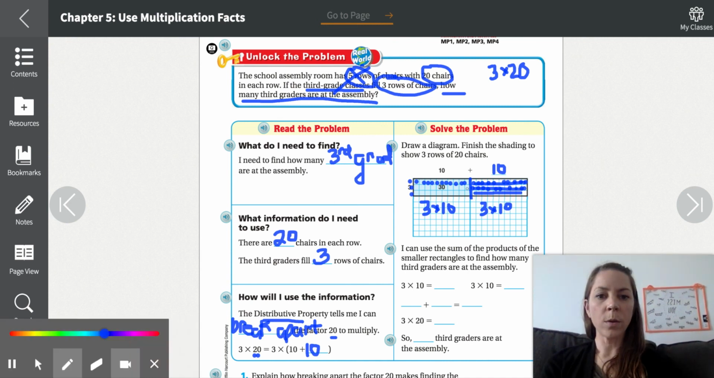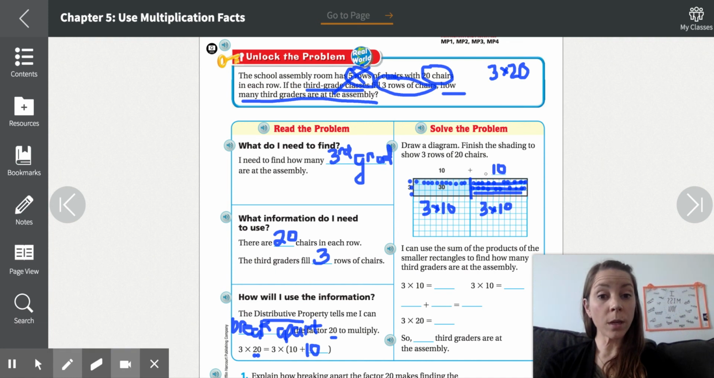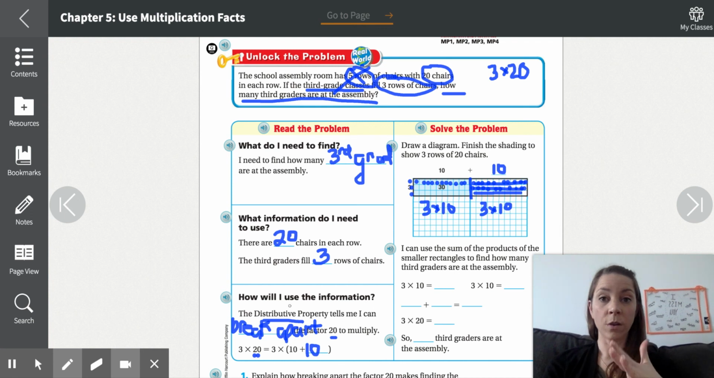Okay, so now that we've broken that big number 20 down into 2 smaller arrays, I have 2 multiplication problems I need to do, which is what we learned when we first learned about the distributive property, that it was going to make 2 smaller, easier multiplication problems for you to do.